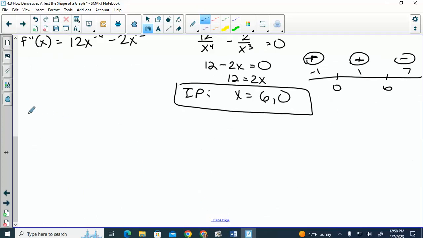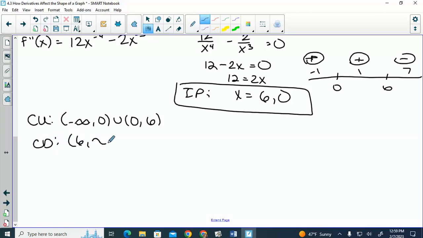Now, I cannot just say we're concave up from negative infinity to 6. Why? I'm not there yet, actually. Okay. Because there's an asymptote. There's an asymptote, so we do have to break it up. Say negative infinity to 0, union 0 to 6. Then we are concave down from 6 to infinity.